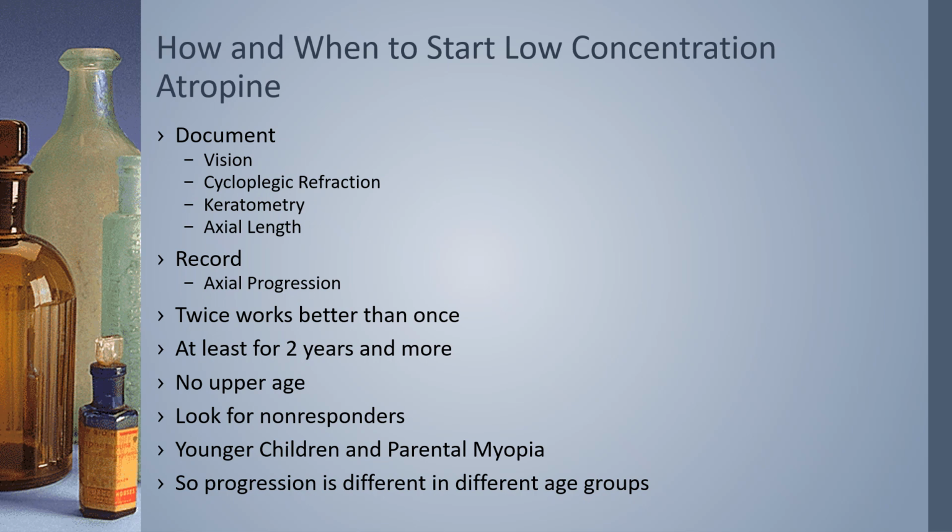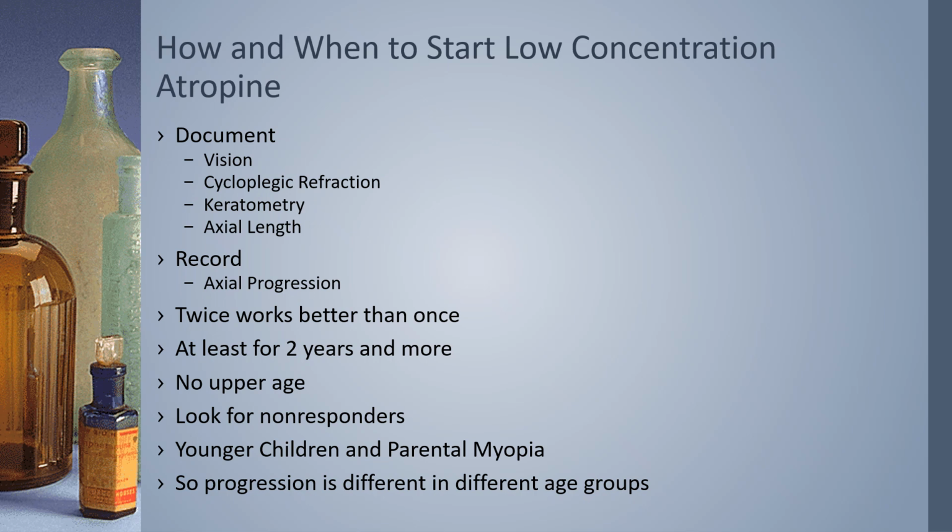Younger children, parental myopia, higher myopic power at the beginning are very, very strong risk factors that these children would be non-responders. So you can start them on combination therapy. And we will also talk about what are the combination therapies which are available in next lectures.